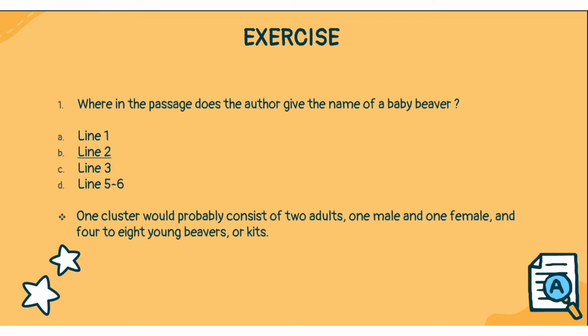Okay, and the question: where in the passage does the author give the name of a baby beaver? A. Line 1, B. Line 2, C. Line 3, and D. Line 5 and 6. And my answer: one cluster would probably consist of 2 adults, 1 male and 1 female, and 4 to 8 young beavers or kids. So, B, line 2.